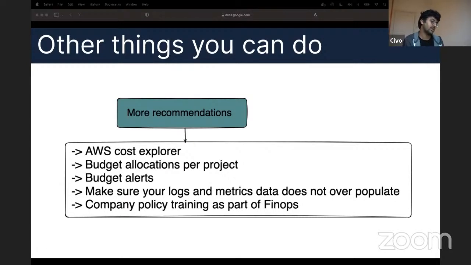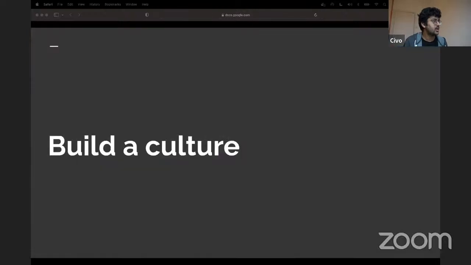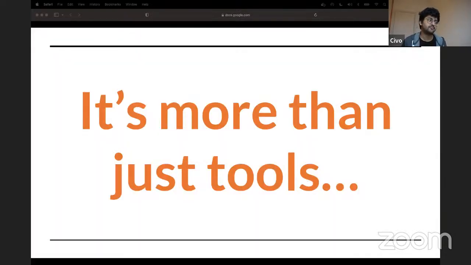When you're dealing with a large amount of data from various resources, complete policy training is part of FinOps. So yeah, that was basically about it. One more thing I want to mention is to build a culture. You can do this by promoting the idea of cloud cost within the organization, and making sure it's easy for everyone on the development team to see and understand actual costs, keeping cost top of mind as engineering decisions are made. In the end, it's more than just tools.